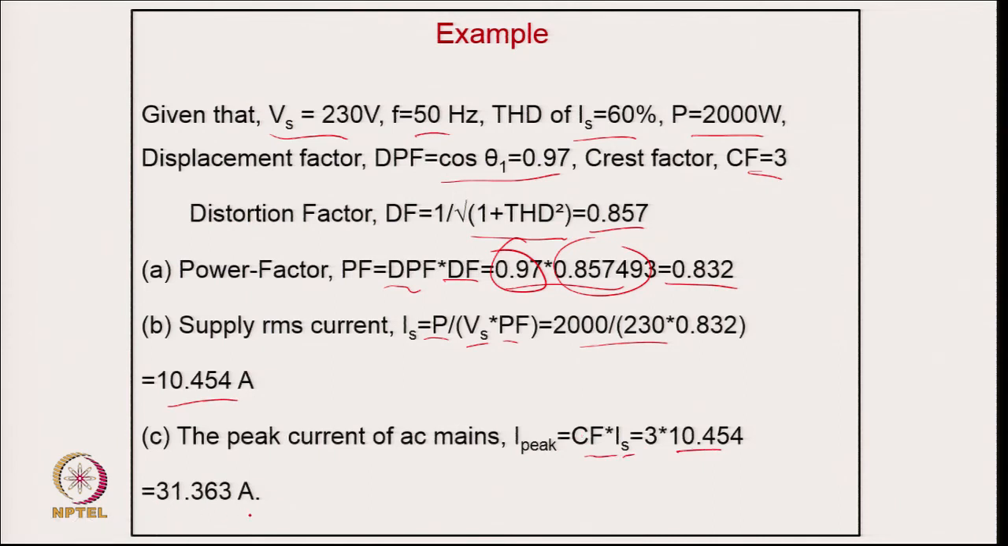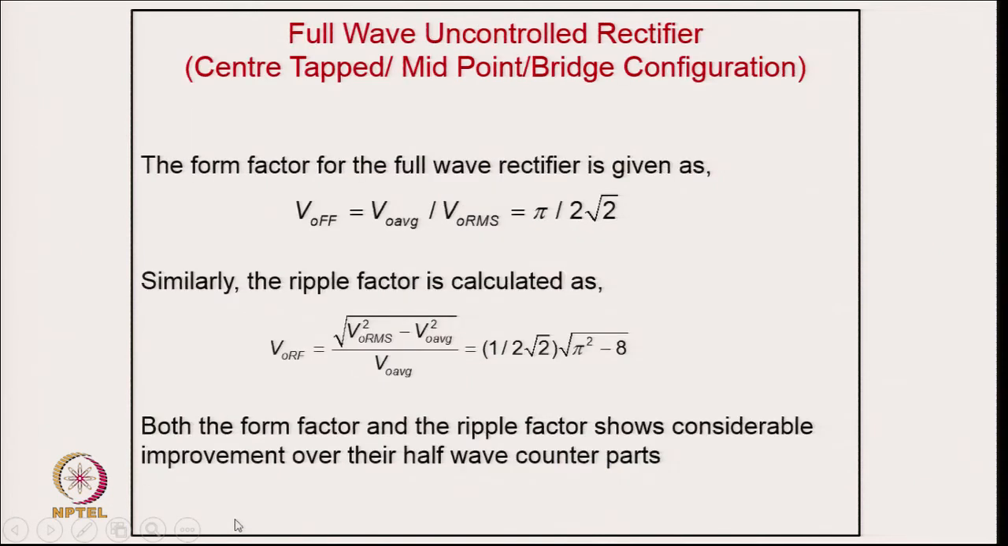So, this comes to 31.363 ampere. You can see this is a very large current. Usually for 2 kilowatt from a single phase supply we must not draw more than typically 10 ampere, but it is drawing around 31 ampere peak. That is because of the peaky current drawn from the supply. Now, coming to full wave uncontrolled with the center tap, midpoint connection.